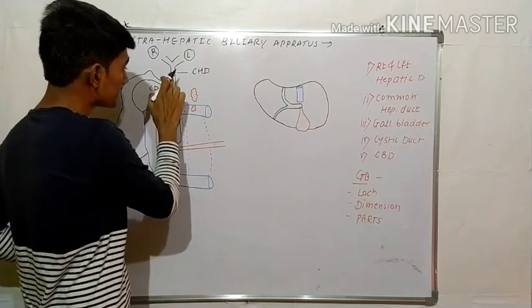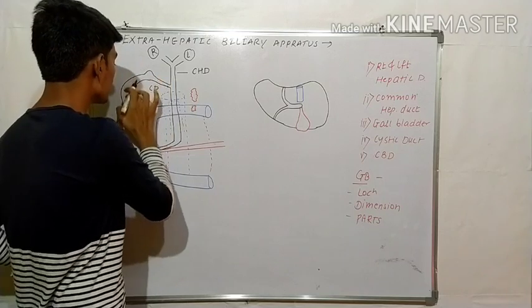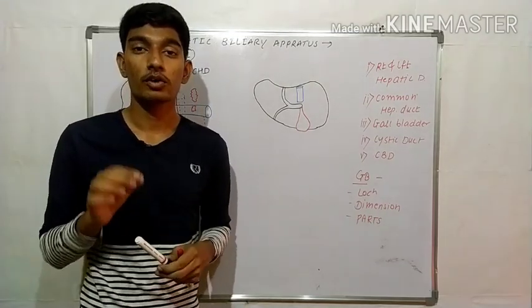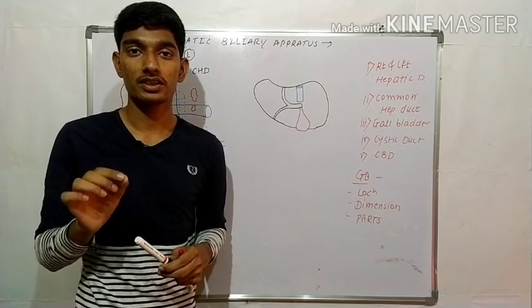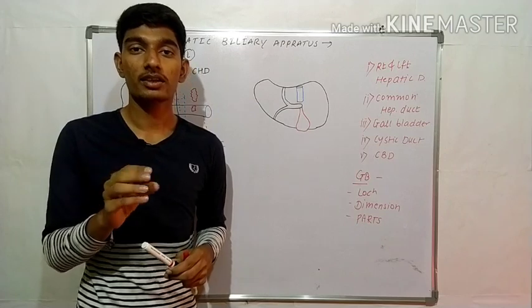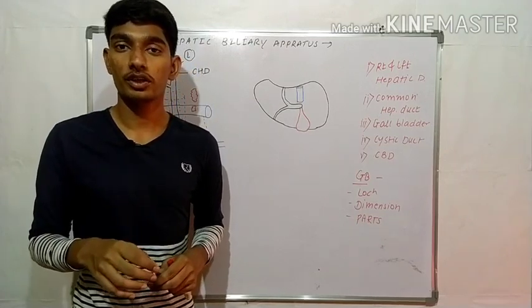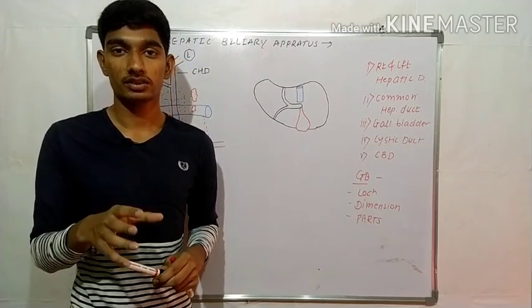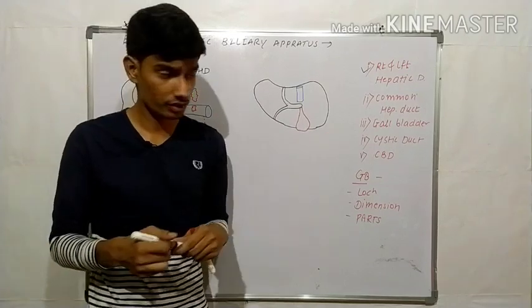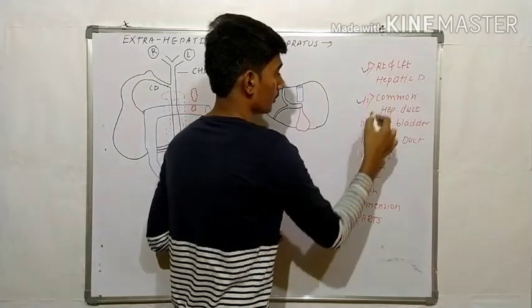Now this bile gets stored and concentrated in the gallbladder, and this bile then gets transported to the duodenum via contraction when required. Now we will study about the gallbladder.